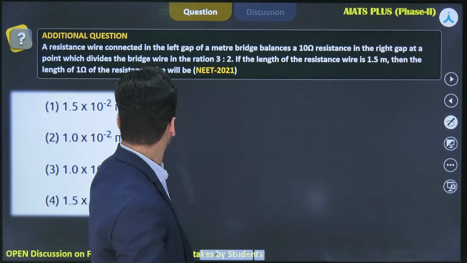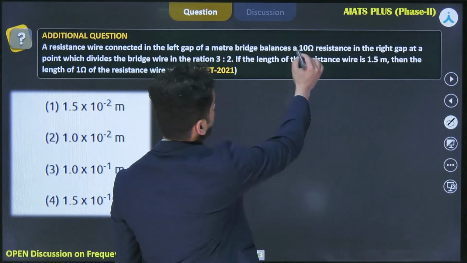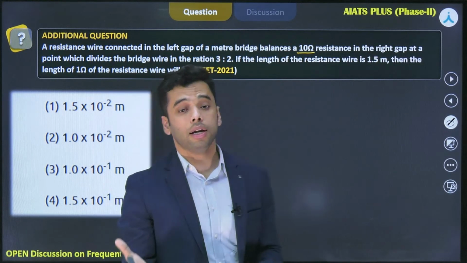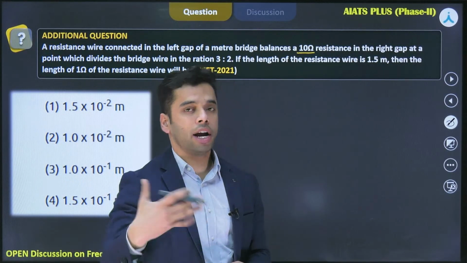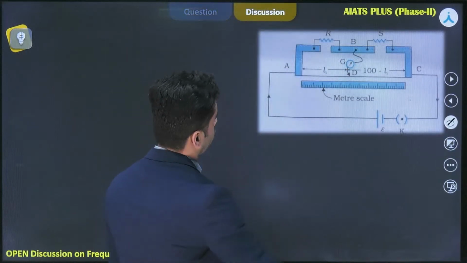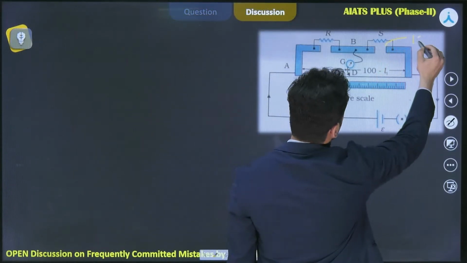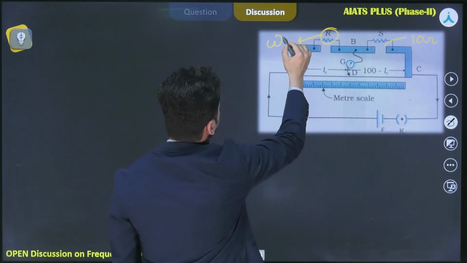There is a resistance of 10 ohm in the right gap, and a wire is connected in the left gap. So this is the setup. Over here, again you have a 10 ohm resistance connected, and you have a wire over here.